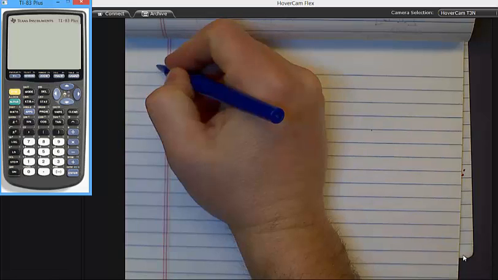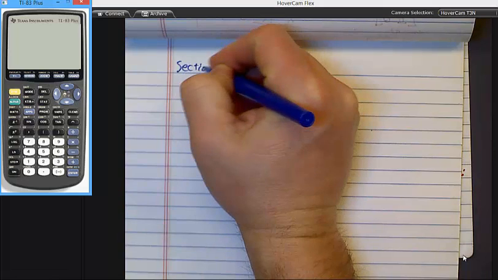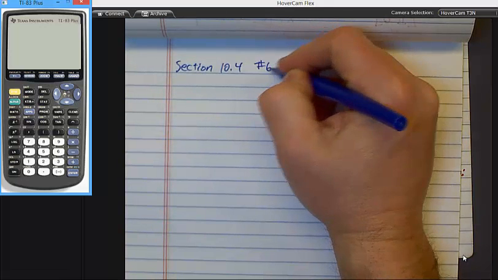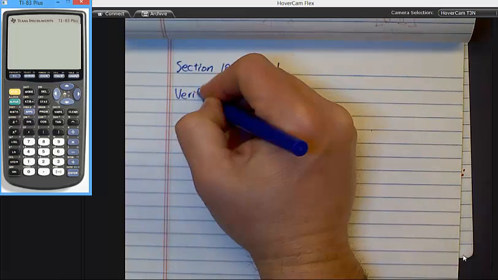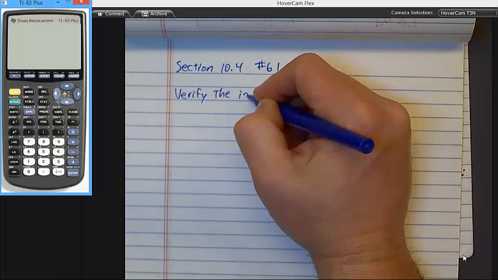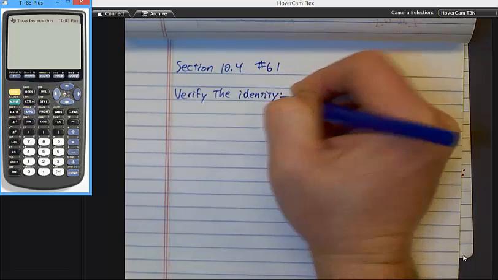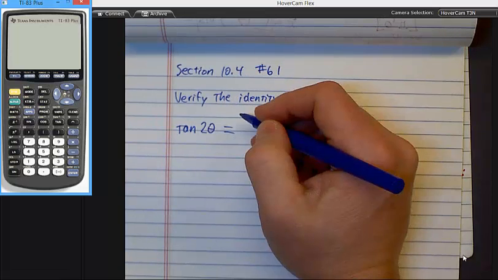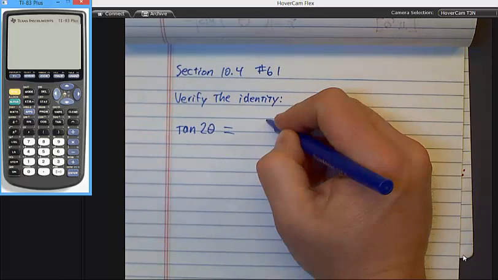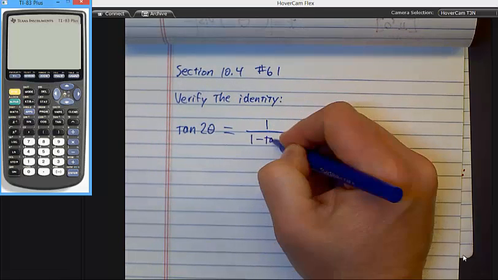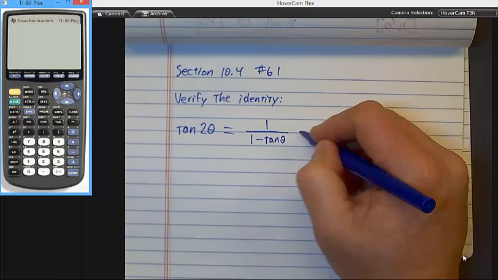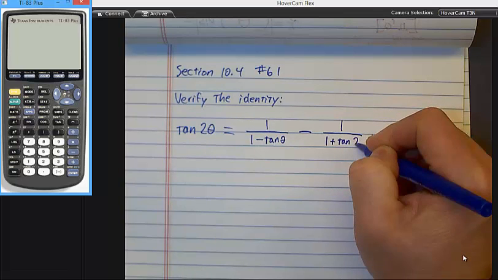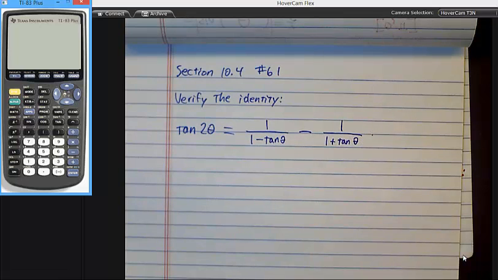So 61, and this is section 10.4, number 61, says to verify the identity, and then they give me tangent of 2 theta equals 1 over 1 minus tangent theta minus 1 over 1 plus tangent theta. That's the identity they want me to work on.